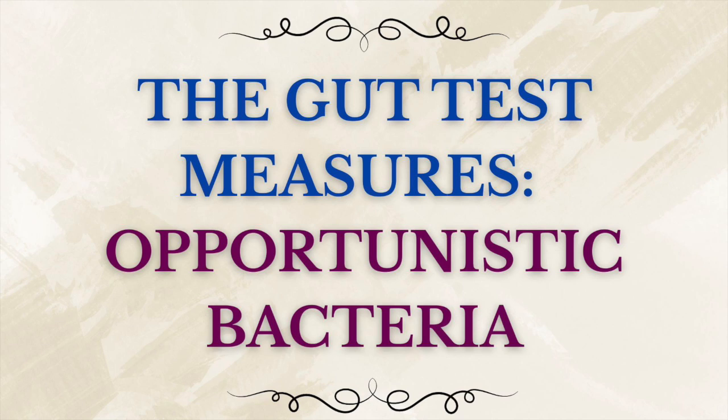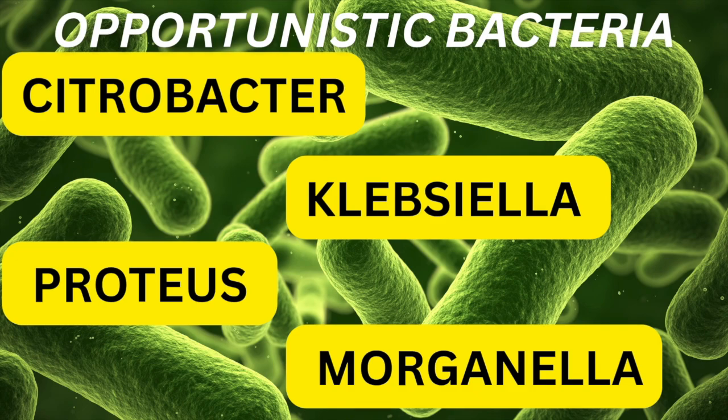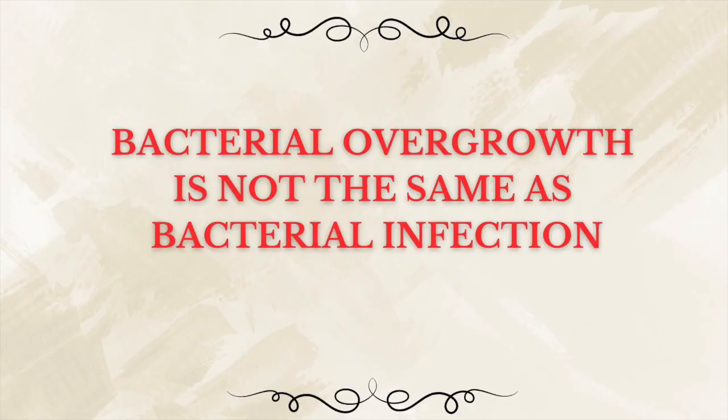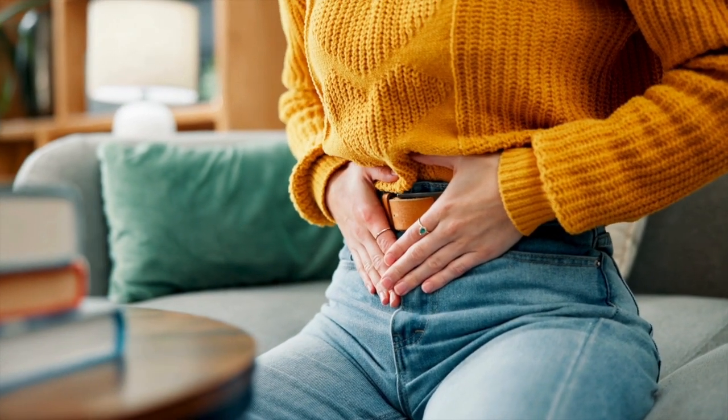Then we have opportunistic bacteria. So these bacterial species are normally present in small amounts, but they can become pathogenic. They can become bad when they're overgrown. And again, some of the names: Citrobacter, Klebsiella, Proteus, Morganella, among others. And these are not good bacteria, but I do have to point out that bacterial overgrowth is not a bacterial infection. It's still not a good thing, but it's not a full-blown bacterial infection. It's one of these subtle findings that can cause many bad symptoms, from abdominal pain, bloating, cramping, to skin issues, migraines, arthritis exacerbation, and many more.